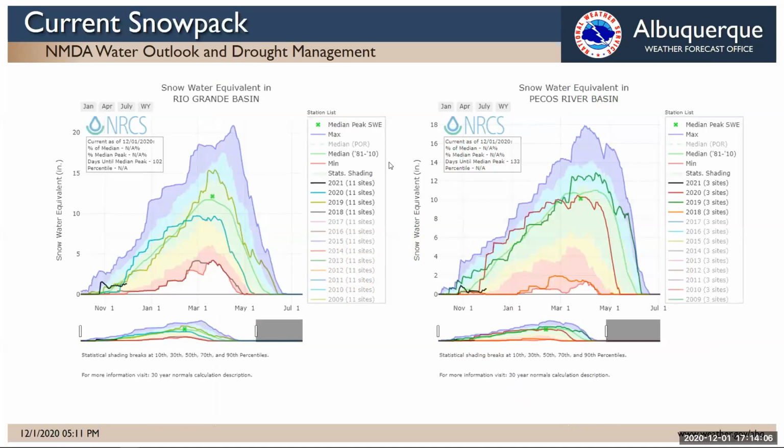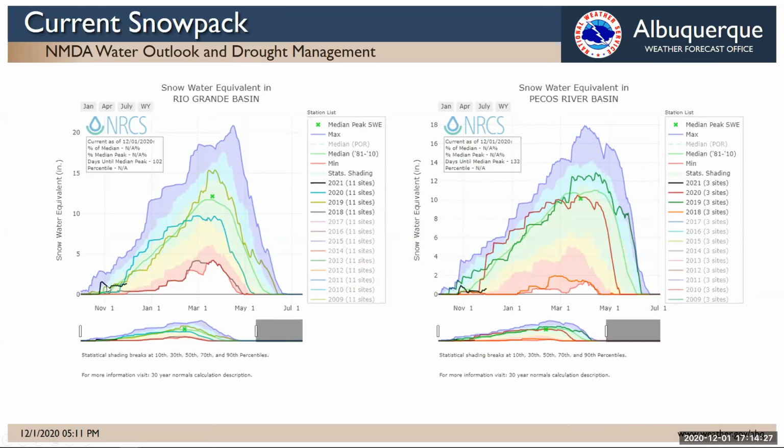So let's look at snowpack. Winter's already started. We've had some snow events, some early snow events. And this is from our colleagues at the National Resource Conservation Service, the NRCS, part of the USDA. They're the ones who actually run the snow monitoring networks. So on the left, we've got the Rio Grande Basin, on the right, the Pecos. And these are primarily automated stations.